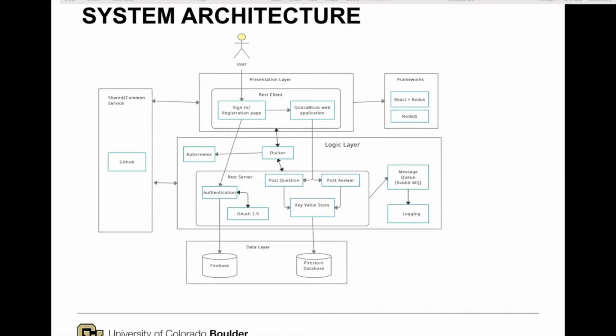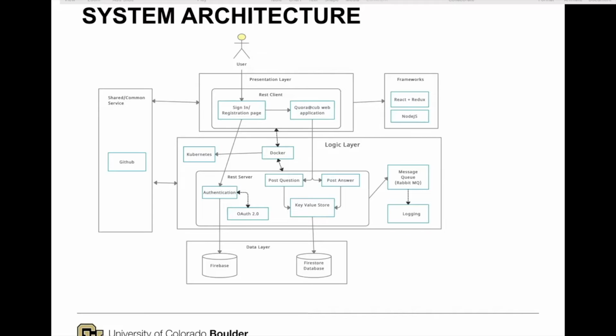So here is the architecture diagram of our application. First, the user will have access to our sign-in page, which is the presentation layer. Our sign-in page takes only CUB addresses. Here, the user should either sign in or register with an @colorado.edu address. This authentication is done using OAuth 2.0. The credentials of the user are stored in Firebase. After successful authentication, the user is directed to our web application, Quora at CUB.